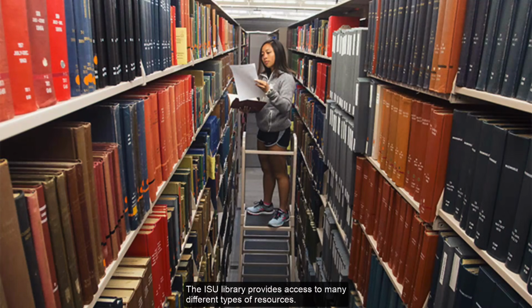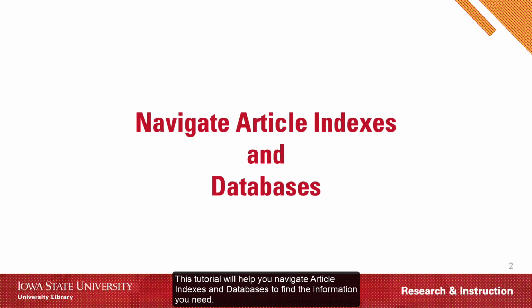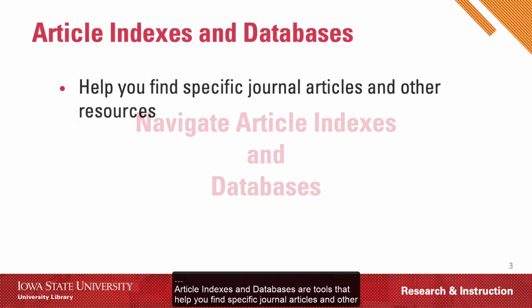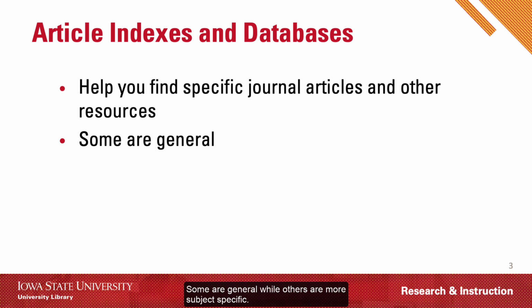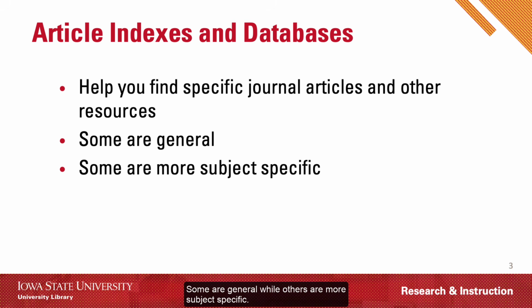The ISU library provides access to many different types of resources. This tutorial will help you navigate article indexes and databases to find the information you need. Article indexes and databases are tools that help you find specific journal articles and other resources. Some are general while others are more subject-specific.